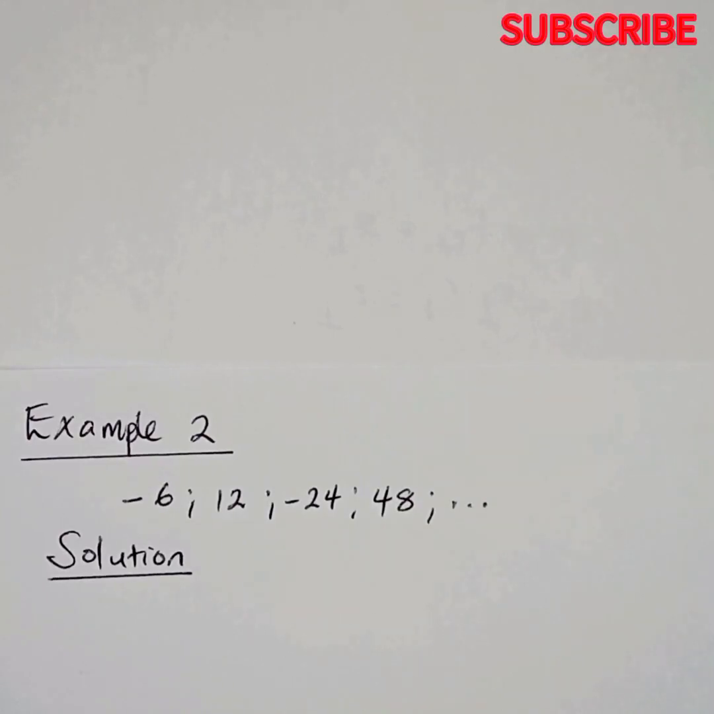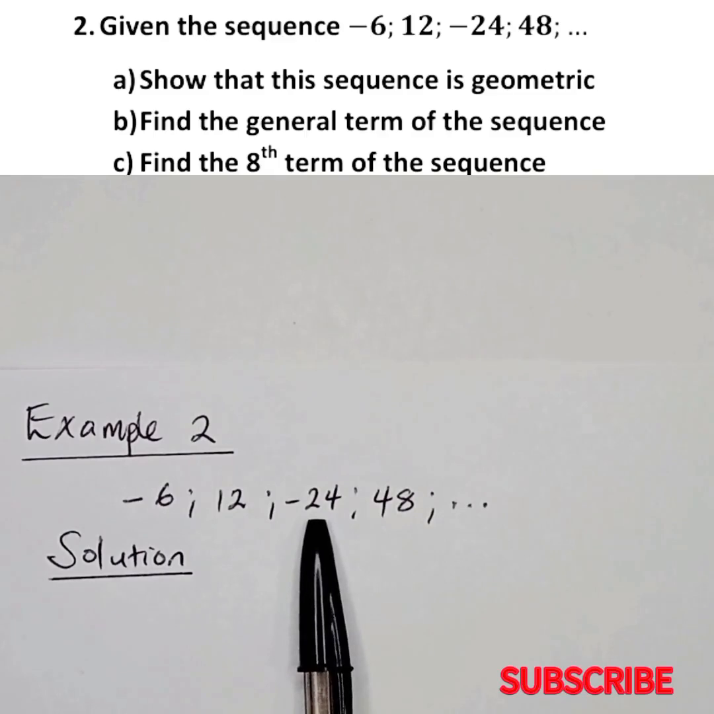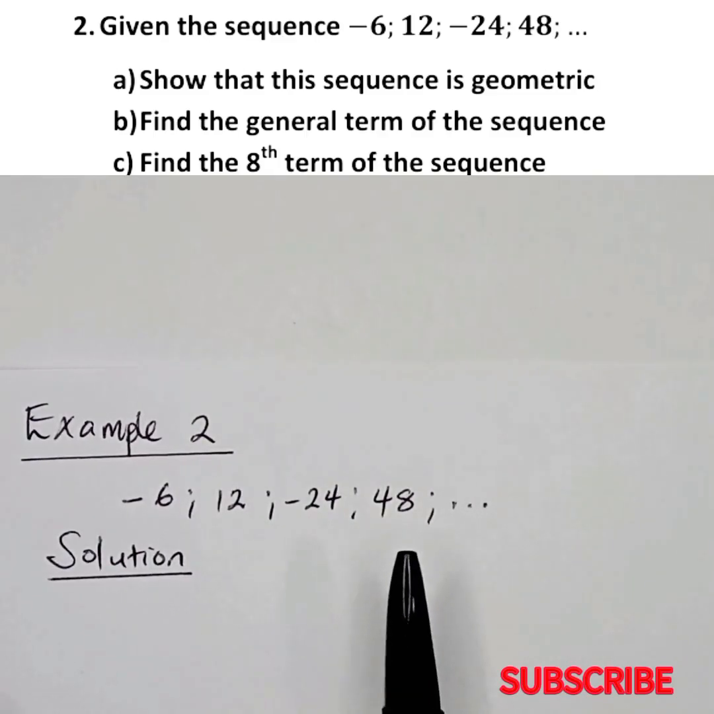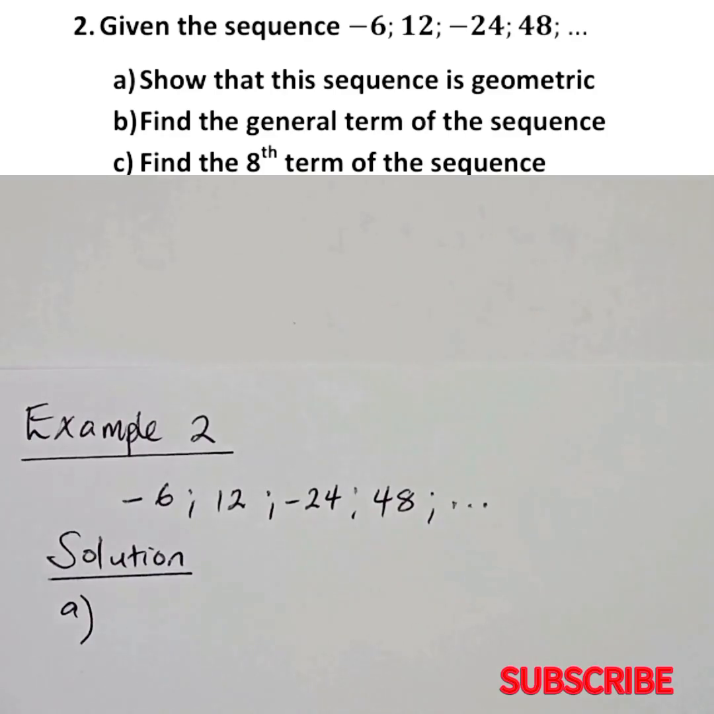In example 2, we are given the sequence minus 6, 12, minus 24, and 48. And part A requires us to show that this sequence is a geometric sequence. Part B requires us to find the general term of the sequence, and part C, we need to find the eighth term of the sequence. Now let's begin with part A. We need to show that this is a geometric sequence.